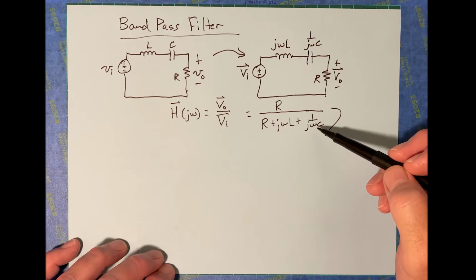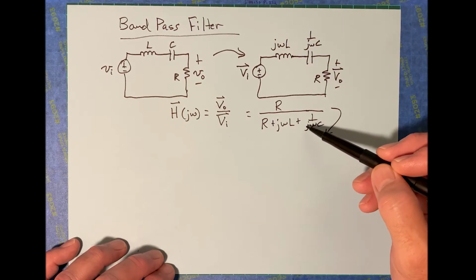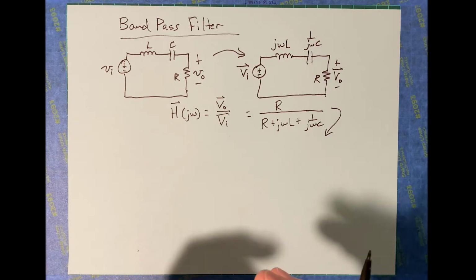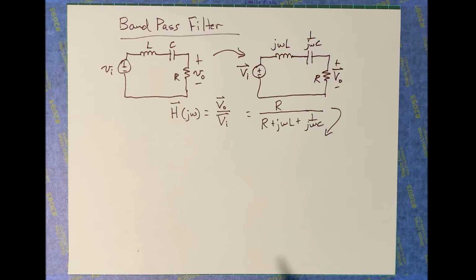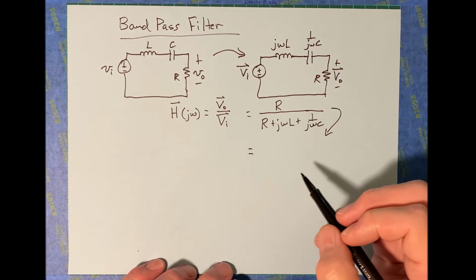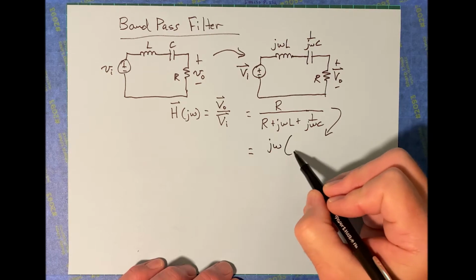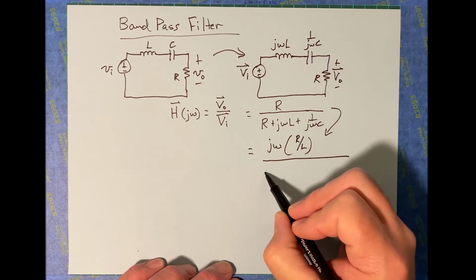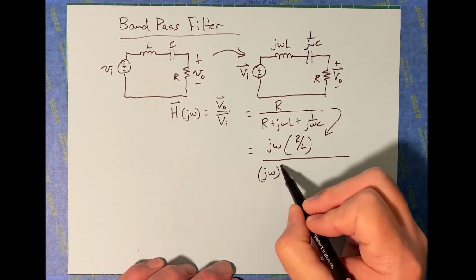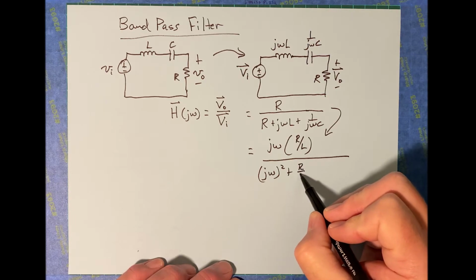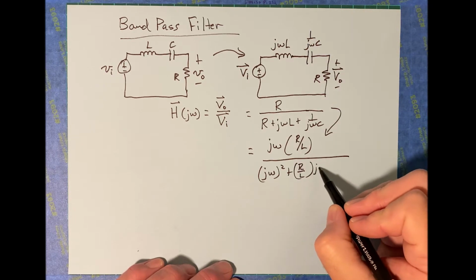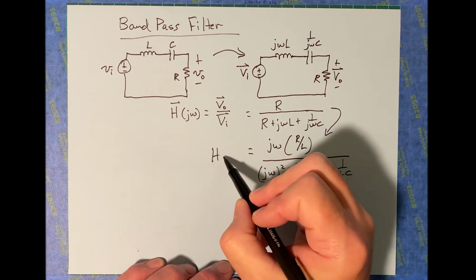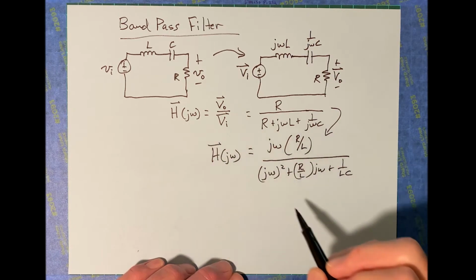Part of the logic in simplifying it is you take terms that have j omega in them, and you want to separate them as much as possible, put them aside there. And this one is not very pretty. J omega times R over L, divided by j omega squared plus R over L, j omega plus 1 over LC. And that's one way to write the transfer function.